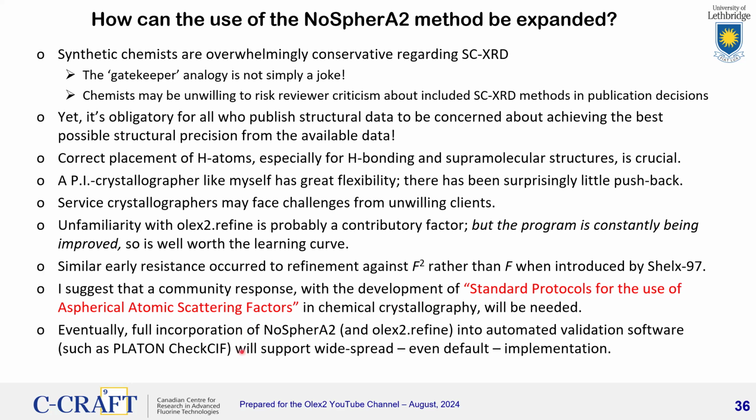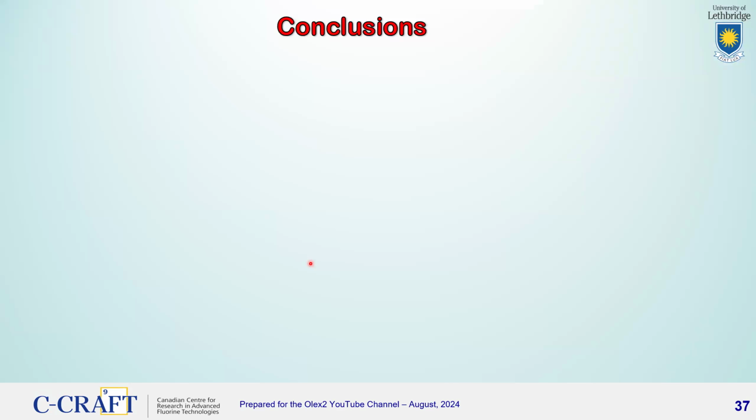Eventually, one might hope that automated validation software like the Platon CheckCIF would fully take into account the peculiarities of both NoSpherA2 and OLEX2 Refine, which are currently rather ignored, and that too should help with widespread and eventually even default implementation of NoSpherA2. Okay, some conclusions.